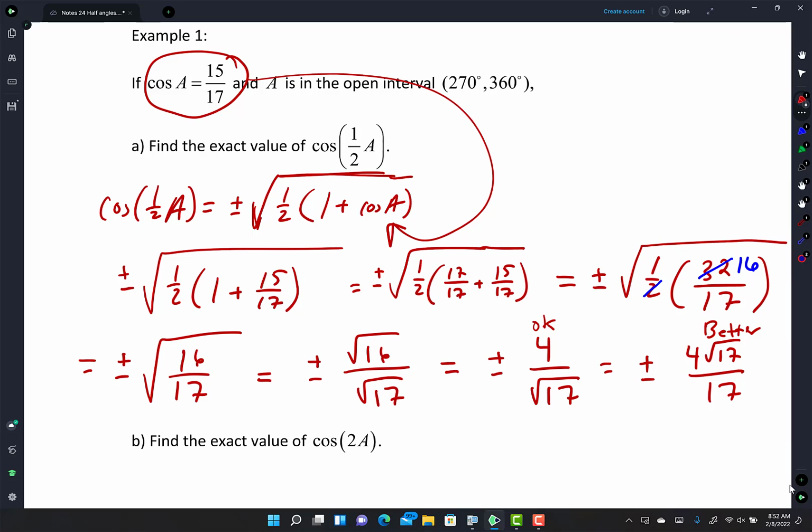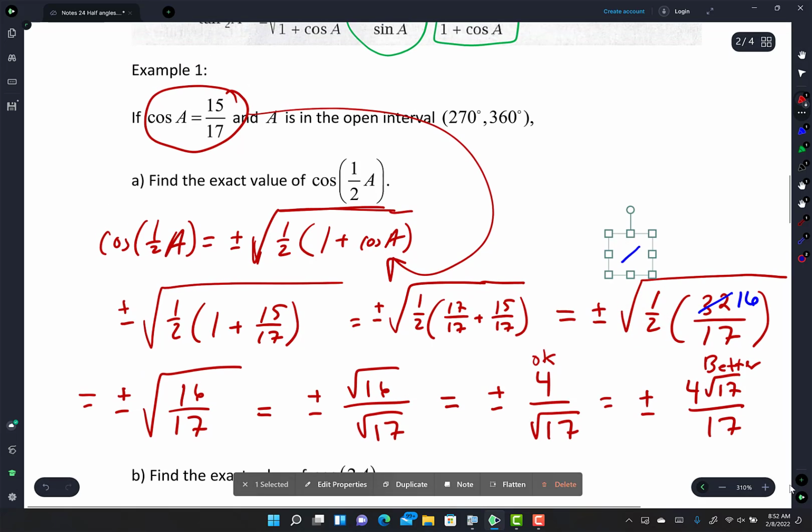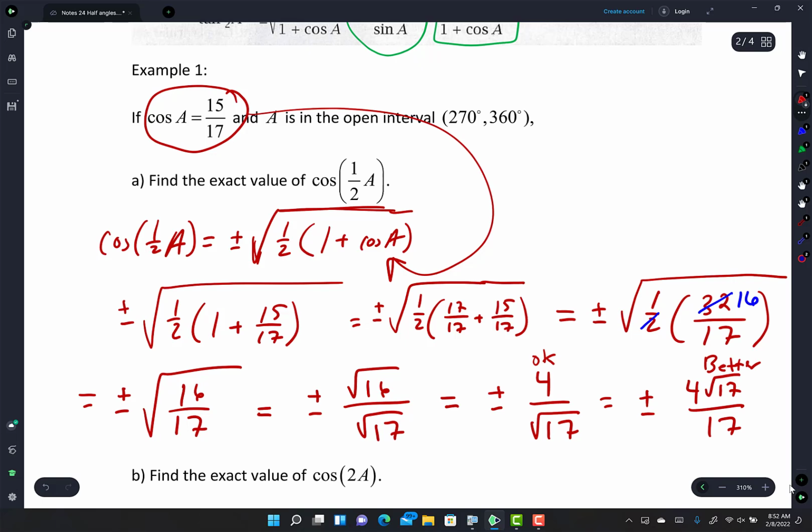Cool? Oh, what's the answer? Is it positive or negative? I don't know, Chavez. You tell me. You tell me what it is. All right. Here's how you figure it out, guys.